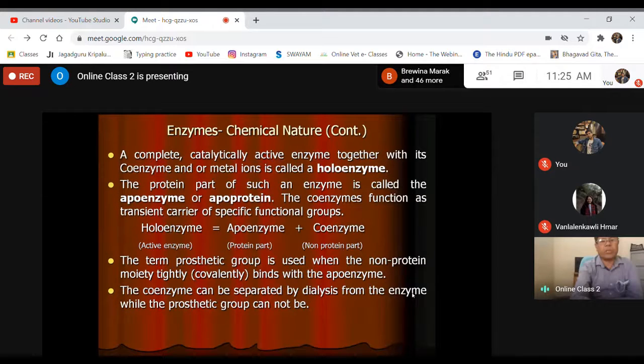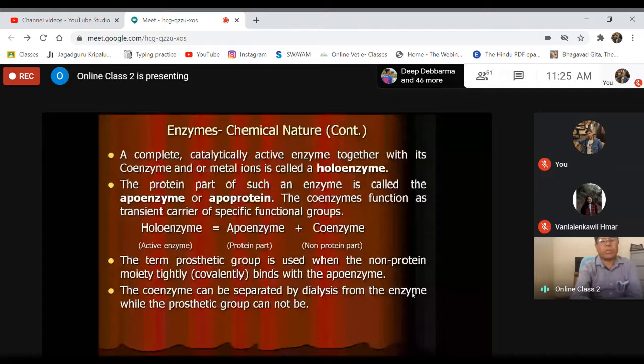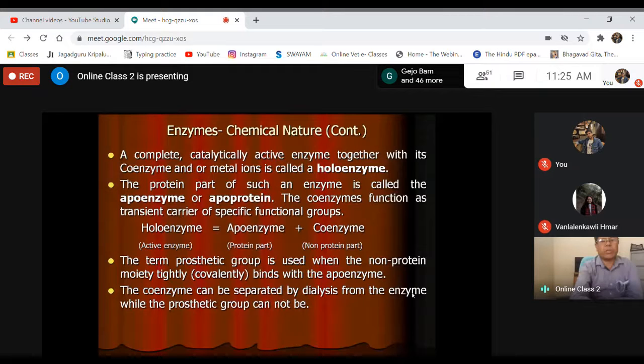Then it also includes the non-protein part, that may be the organic molecules, some of which I have mentioned, or the metal ions. So that is called the holoenzyme. The protein part of such an enzyme is called the apoenzyme or the apoprotein. So apoenzyme or apoprotein means it is the protein component of the holoenzyme.